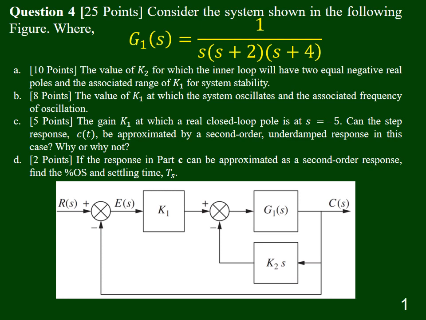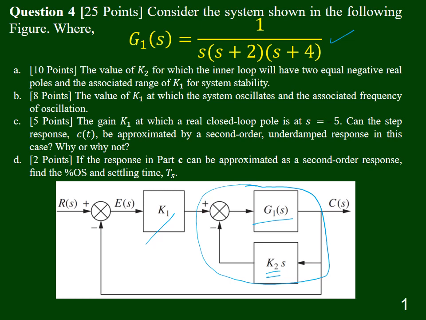So question number 4 has 25 points, and the questions are again here. The transfer function G1(s) is the same as this one, and over here we first have to find the value of K2 such that this loop has two equal, negative real poles, and then we have to find out the range of K for which the system is stable.